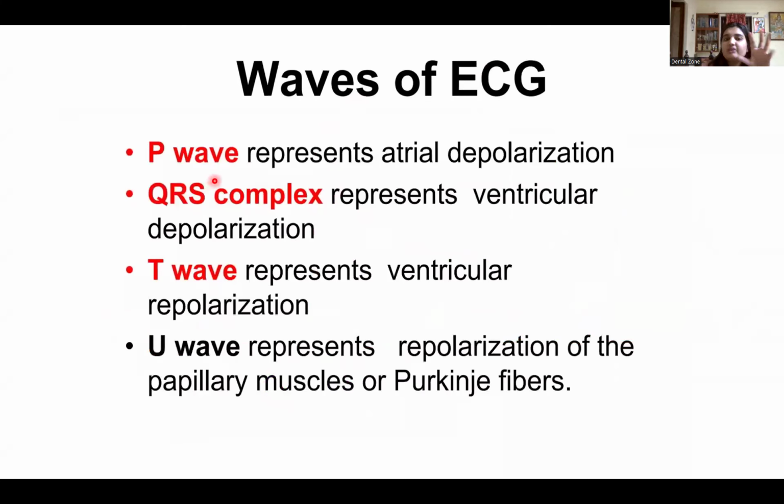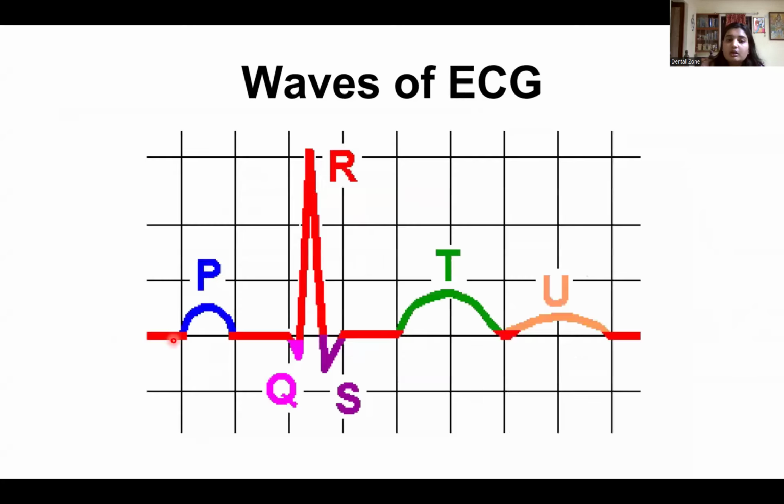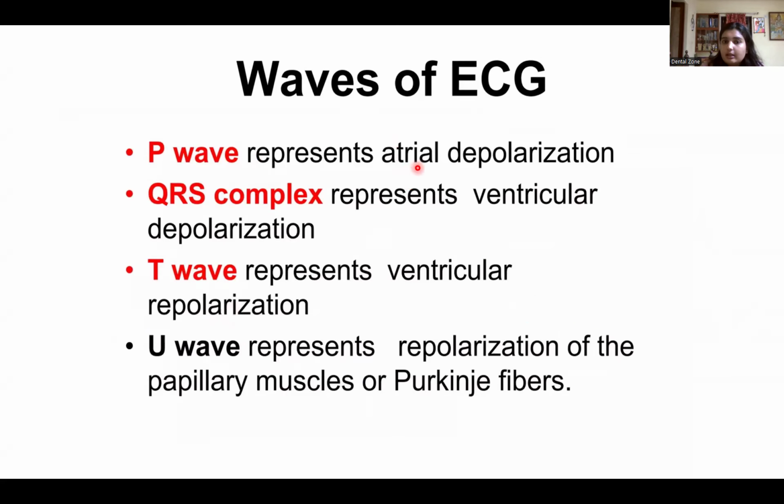So, what is the P wave? The P wave represents the atrial depolarization. When the atria depolarize, it will be indicated by the P wave. The QRS complex will represent the ventricular depolarization, and the T wave will represent the ventricular repolarization. Okay, this is atrial depolarization, right? Atrial depolarization.